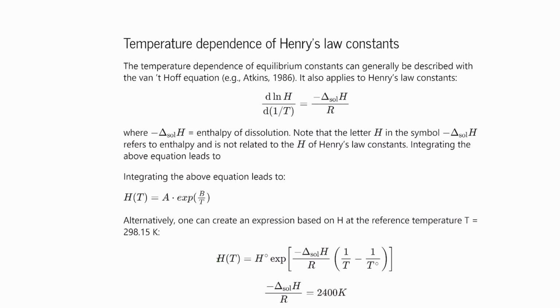It's basically giving the Henry's law constant with a reference constant at the reference temperature and the actual temperature. So you take this number here, 2400 Kelvin, and you have here your temperature in Kelvin, and this is the reference temperature, and this is the reference Henry's law constant for the given temperature. With this equation you can convert this reference Henry's law constant to the actual Henry's law constant for the given temperature.